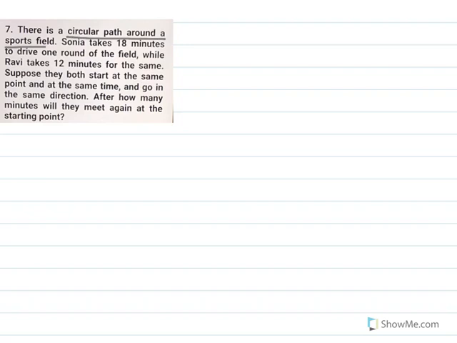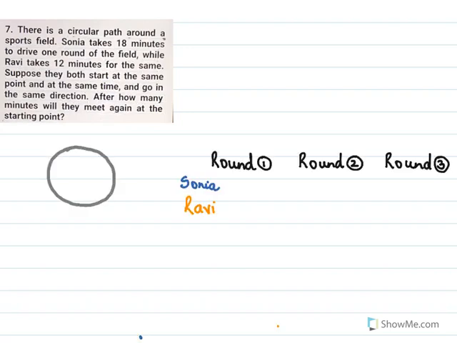There is a circular path around a sports field. Sonia takes 18 minutes to drive 1 round of the field, while Ravi takes 12 minutes for the same. Suppose they both start at the same point and at the same time and go in the same direction. After how many minutes will they meet again at the starting point?